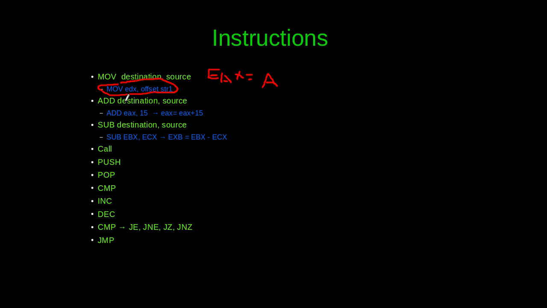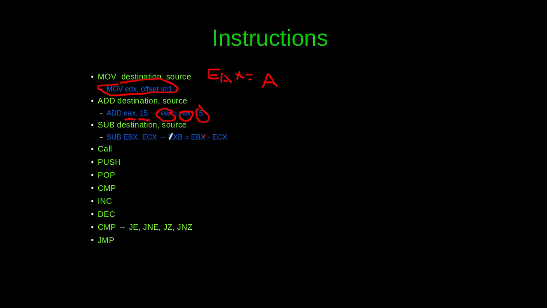An add instruction is adding what? The source to the destination and saving it in the destination. For example, add EAX and 15. What is it going to do? Add the EAX and 15 and save it in EAX. Sub, the same thing. Subtract EBX, ECX. What does it do? Subtract ECX from EBX and save it in EBX.